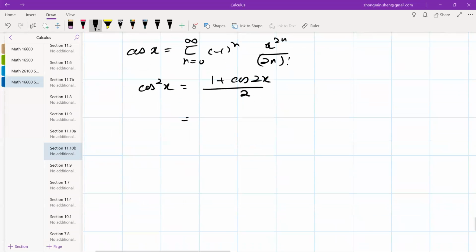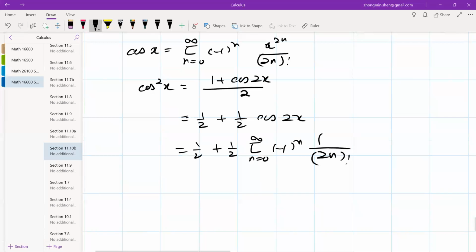So it is going to be 1/2 plus 1/2 cosine 2x. Then I apply the above formula, and (2x) to the power 2n. Done. Yeah, modify a little bit. Right, this is the coefficient.